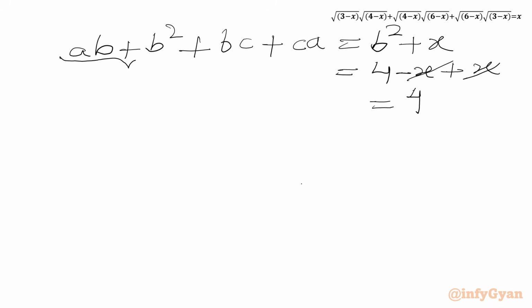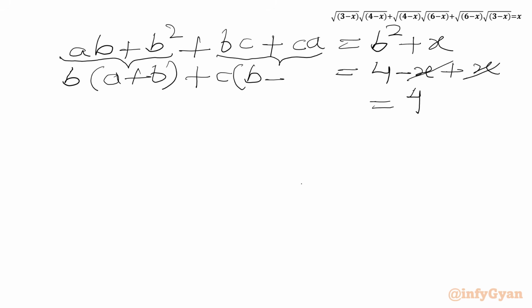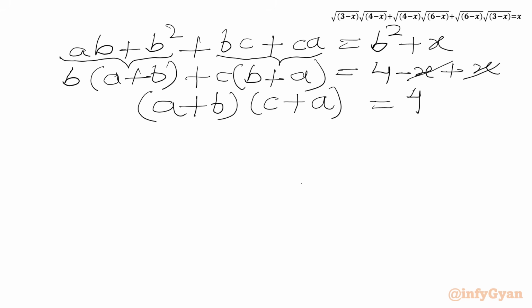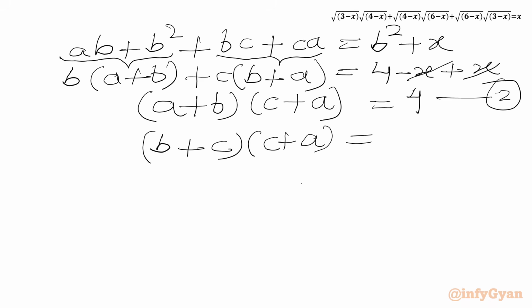And in LHS, if we will take B common from here and C common from here, we will get B times A plus B plus C times B plus A. So we can write A plus B times C plus A equal to 4. Let's say this is second equation. And similarly, if I will add C square to both sides, I am going to get our third equation, B plus C times C plus A equal to 6. This is our third equation.